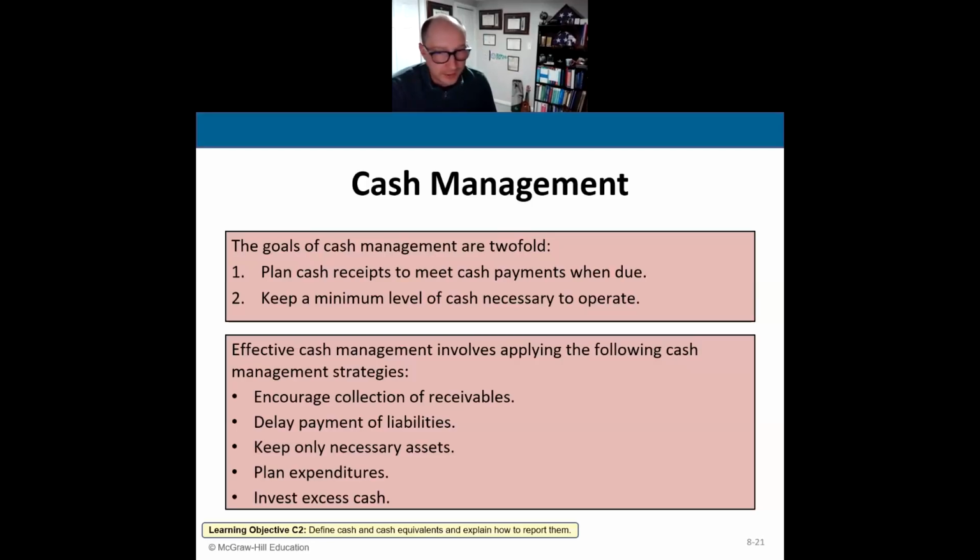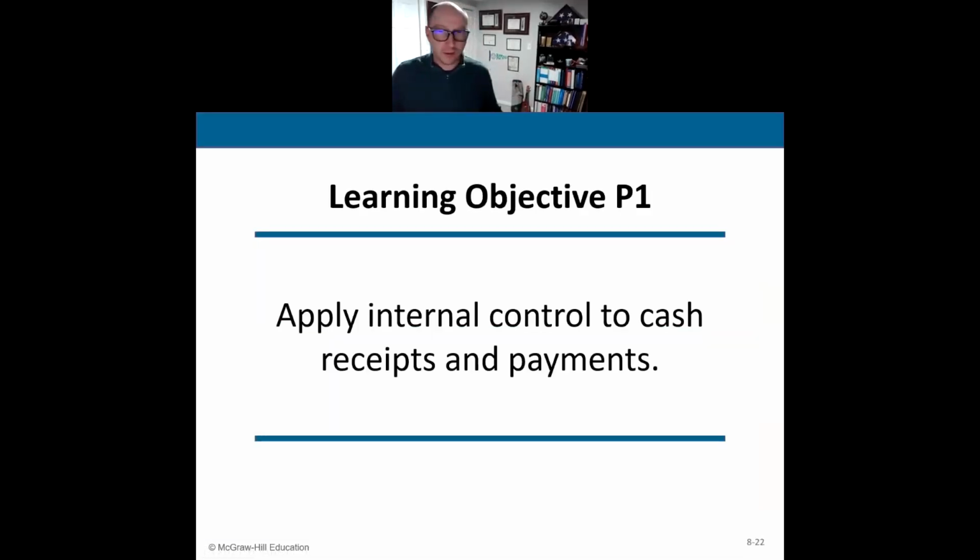Keep only necessary assets. Don't hang on to stuff you don't need. All right? That's what that means. Don't hang on to equipment that you're not using. Plan for expenditures. That's a fancy term for have a budget, but budget out in advance. And if you have extra cash sitting around, invest it. Help your money make money for you. So if you follow those basic principles, you'll be all right.